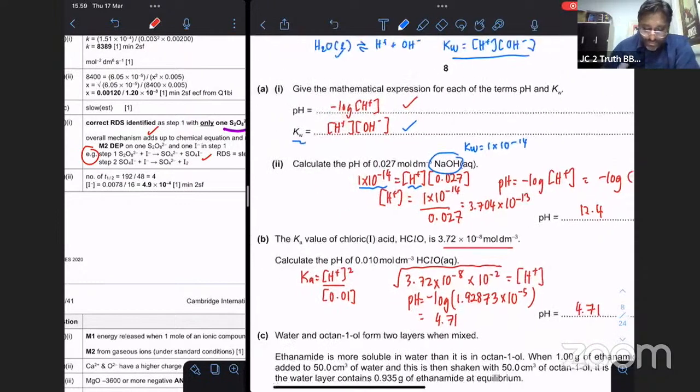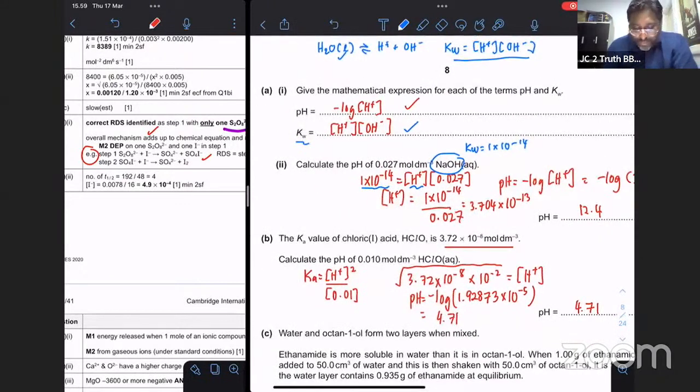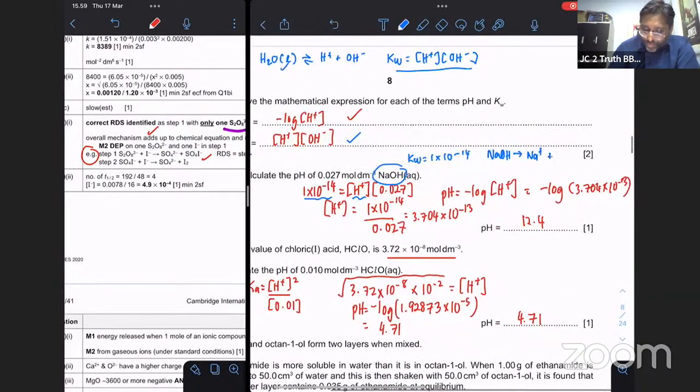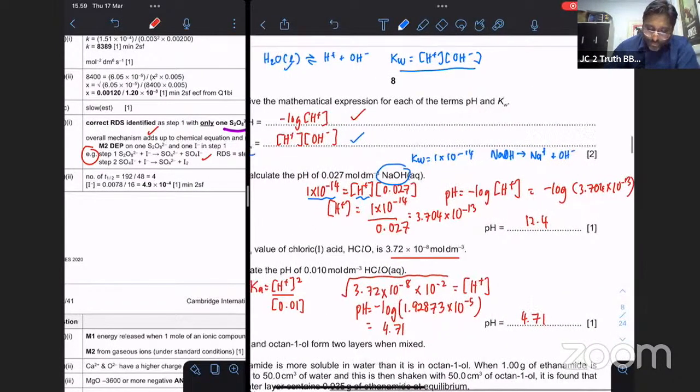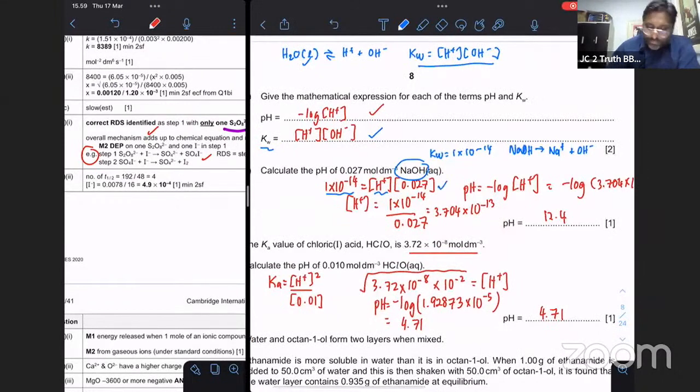But the OH−, we assume the OH− from the water itself is too little. We assume all the OH− is coming from the sodium hydroxide, because when sodium hydroxide dissolves, it gives you 1 mole of Na+ and 1 mole of OH−. So with 0.027, you have 0.027 of OH−. You can calculate the concentration of H+, and after that you can calculate the pH, and you will get 12.4.